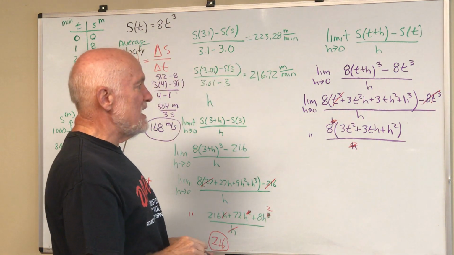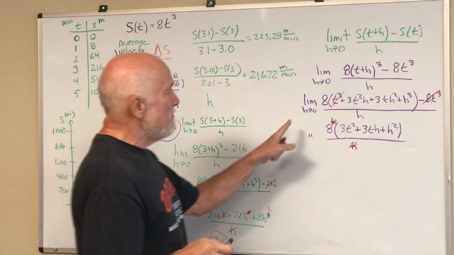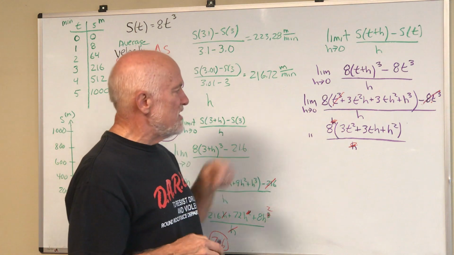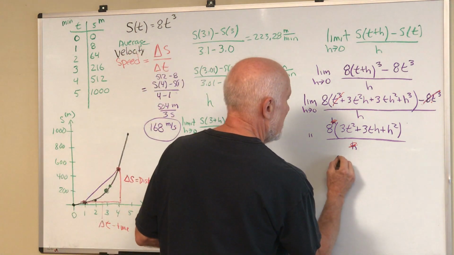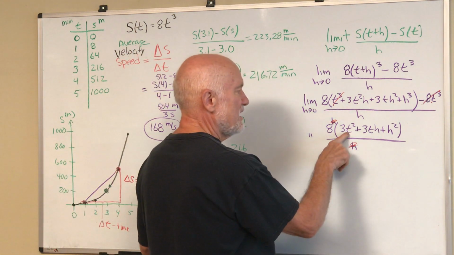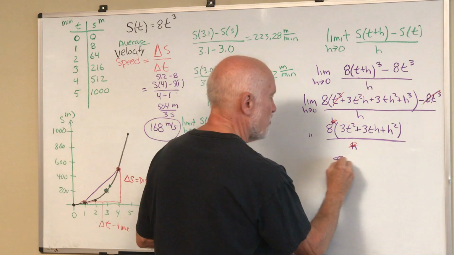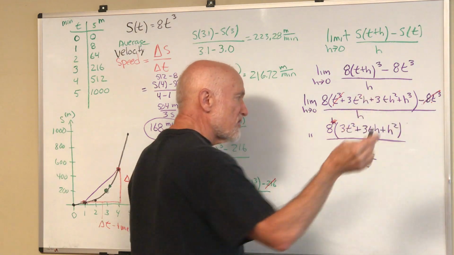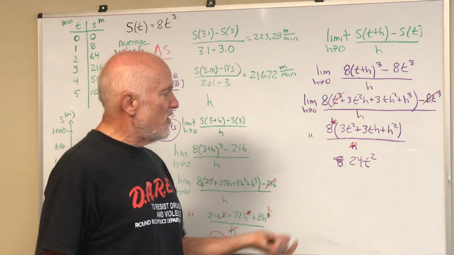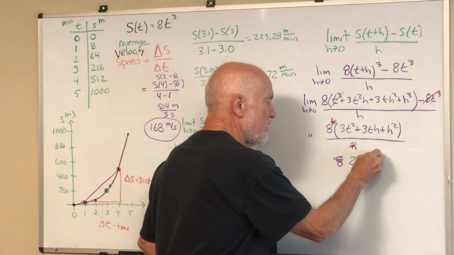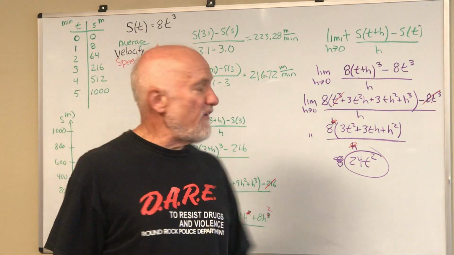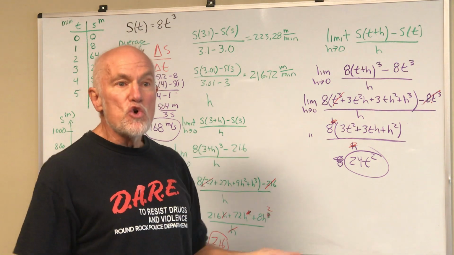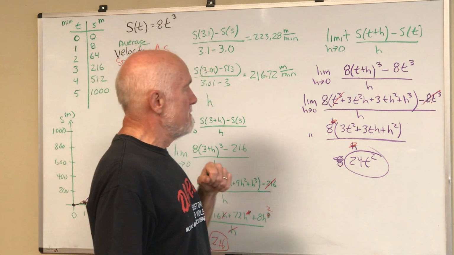I'm no longer dividing by 0, and now I can take my limit just by plugging h equals 0 into this expression. And what does that give me? 8 times 3t squared, so 24t squared, and these two terms drop out because h is approaching 0. Wow! We found an expression in terms of t. We have a new function.